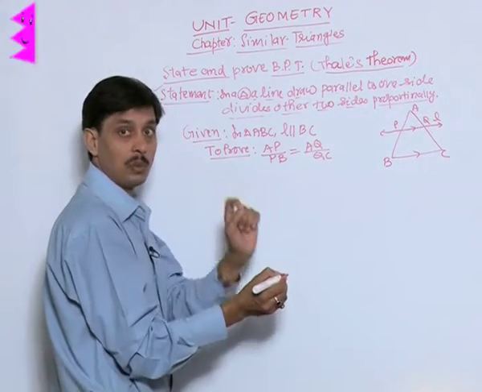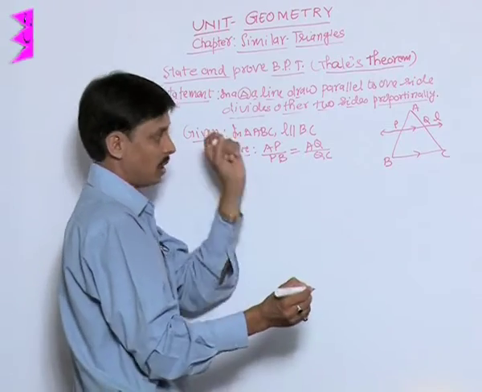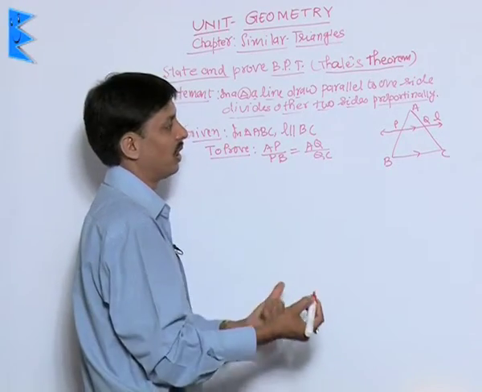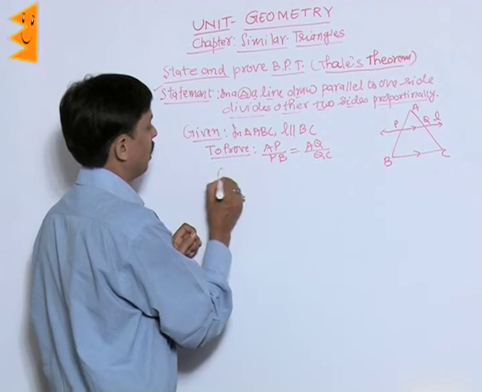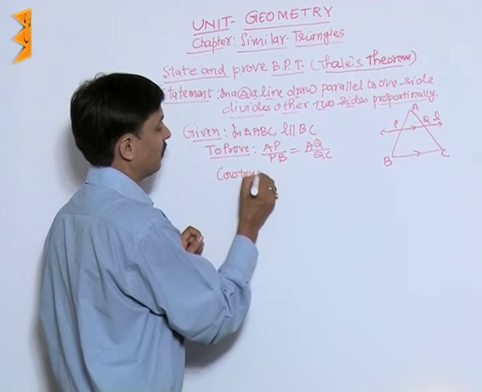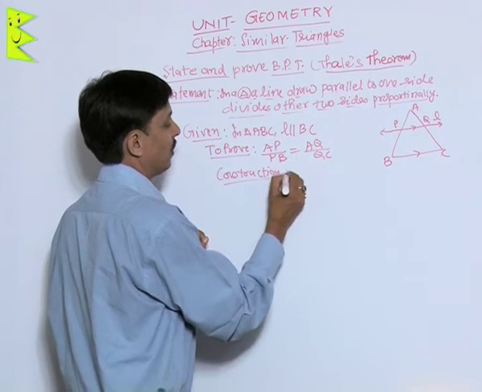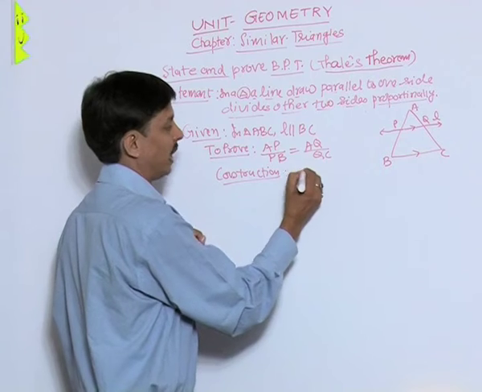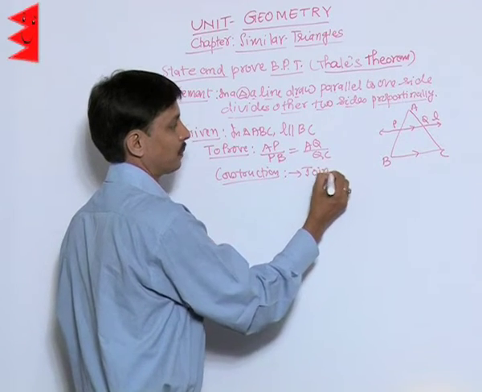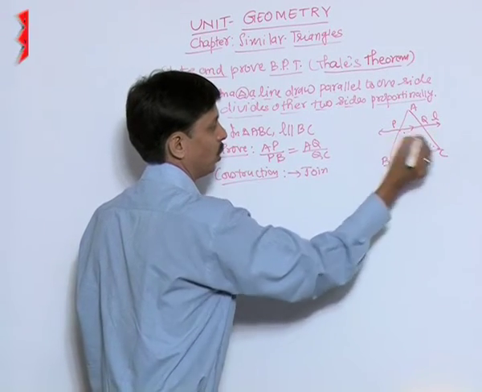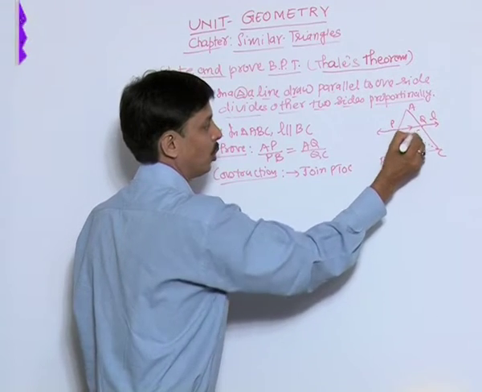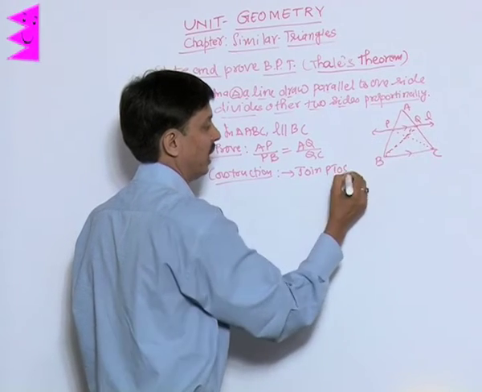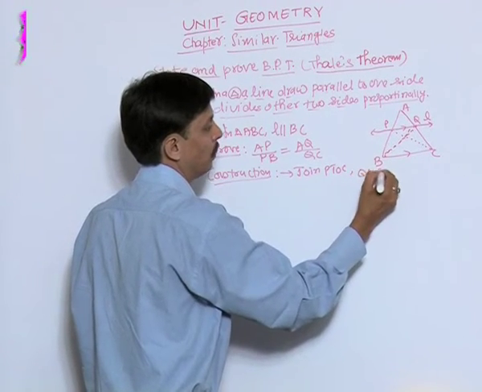In order to prove some results, we may need or we may not need constructions. But here we need the construction. So what construction are we doing? This is the construction: join P to C. This P will be joined to C. Join P to C, then Q to B. This has to be joined, Q to B.